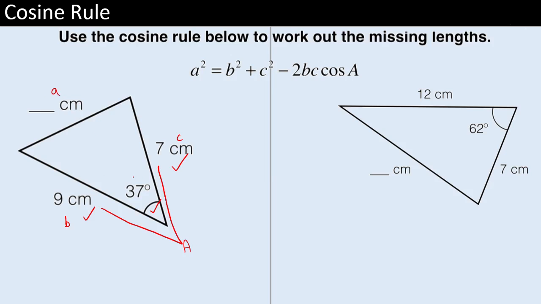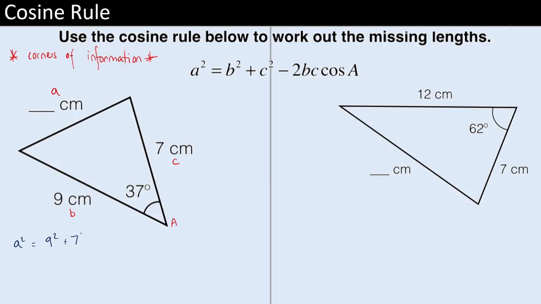Okay. So let's just tidy things up. We are after corners of information. Right, there we go. This is our B, this is our C, this is our capital A. That's our lowercase a. What I would do is I would literally just plug everything into the formula. So a squared is, I nearly wrote the formula out again. I don't need to, it's written up there. A squared is 9 squared plus 7 squared, take away 2 times 9 times 7 times cos 37.